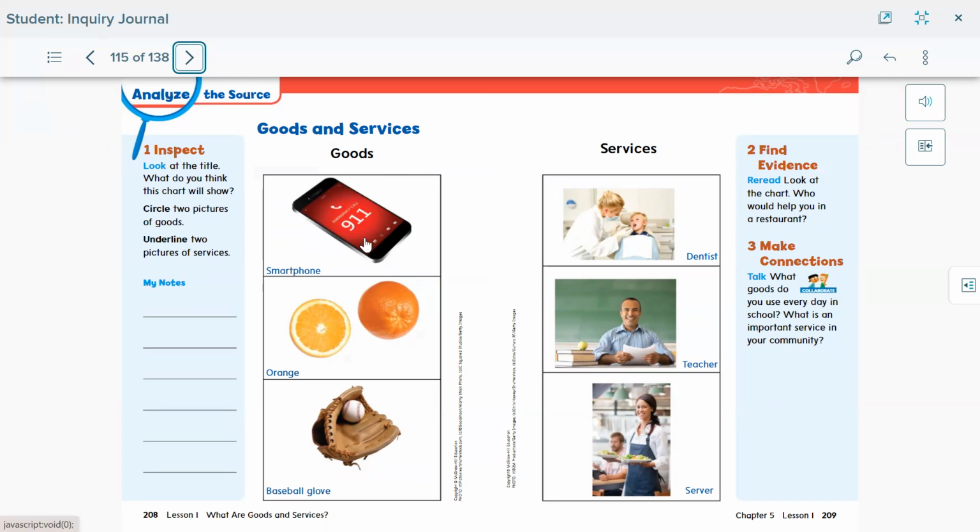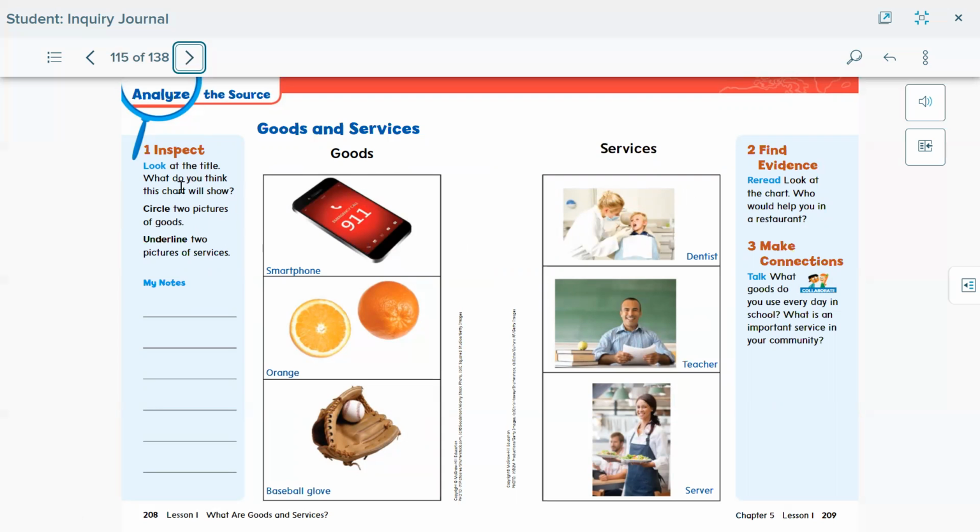Goods: smartphone, oranges, baseball glove. So these are goods that you pay money for and buy and have with you when you leave. Services: dentist, teacher, server. So when you go to a restaurant, you pay for the food and the server serves you the food. When you go to school, the teacher teaches you information and knowledge. When you go to the dentist, they take care of your teeth. So that's a service, but you still pay for it. And goods are the products that you go to the store and buy, and you take it wrapped and leave the store with.